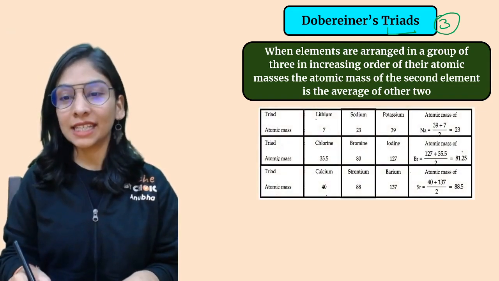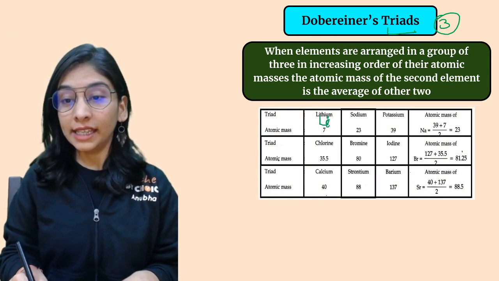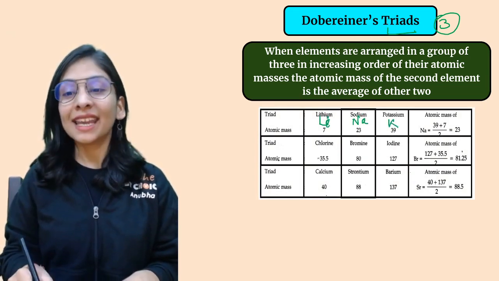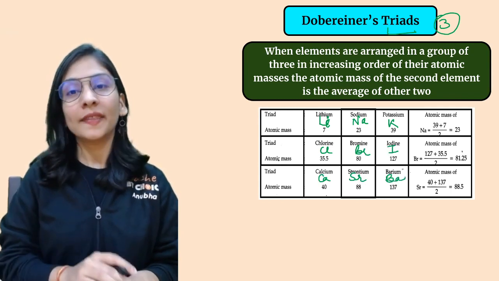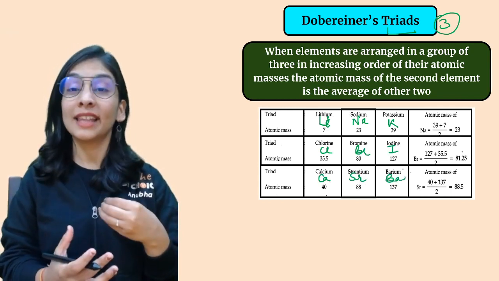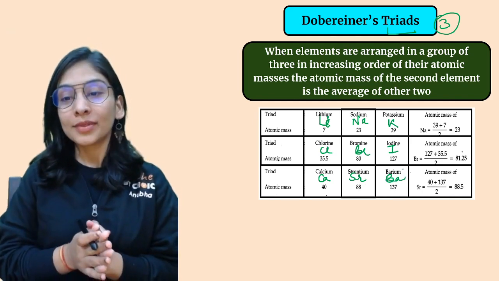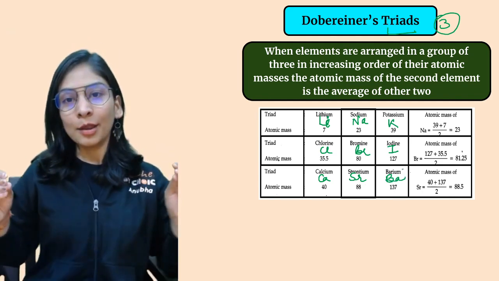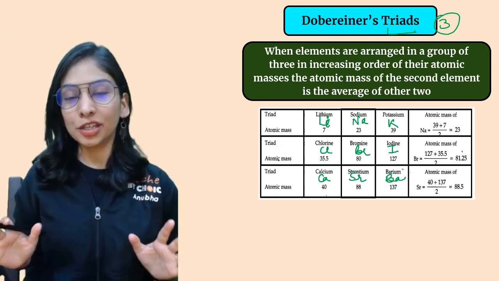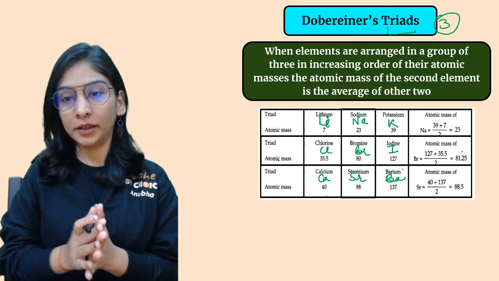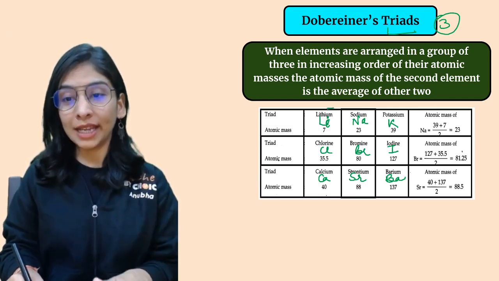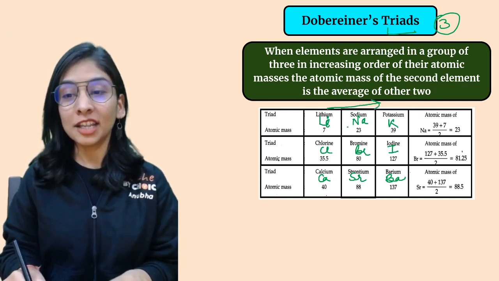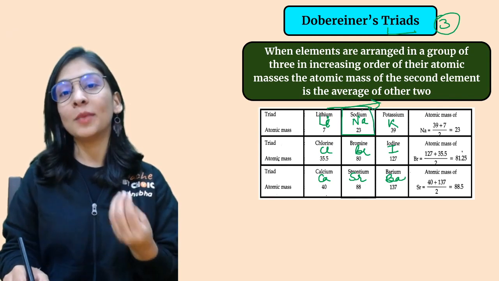So the very first triad that he gave is lithium, sodium, potassium. The second, chlorine, bromine, iodine, and the third one is calcium, strontium, and barium. These were the three triads given by Dobereiner. That was a limitation of his table too, that after three triads he couldn't give more. He arranged the elements in groups of three in increasing order of atomic mass in such a way that the middle element has the average mass and average property.